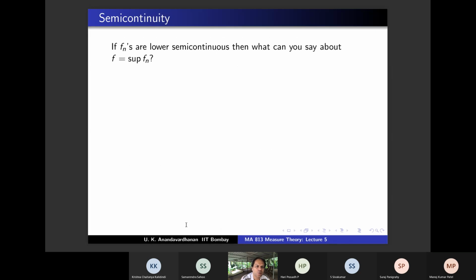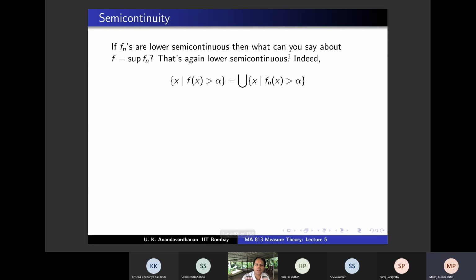So if the fn's are given to be a collection, I'm not saying n is a natural number, any arbitrary collection, and suppose the fn's are lower semi-continuous, can you say that the supremum is also lower semi-continuous? So how will you check? You have to check the set of x such that f(x) is bigger than alpha. But what is that set? It is the union of the sets where fn(x) is bigger than alpha, and all these are given to be open. An arbitrary union of open sets is open, so this is fine.